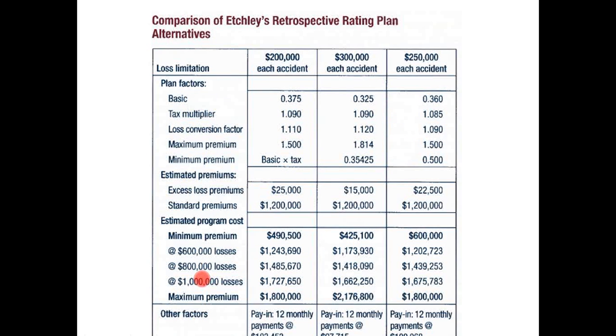Do they have enough money in reserves to take on the risk to essentially do a retrospective plan? And then finally, the last couple slides here is a comparison of a couple different plans based upon some different scenarios, and they have $200,000 each accident. What this might look like, with a basic premium, or the plan factors, with basic, and you can kind of see what the multipliers are.